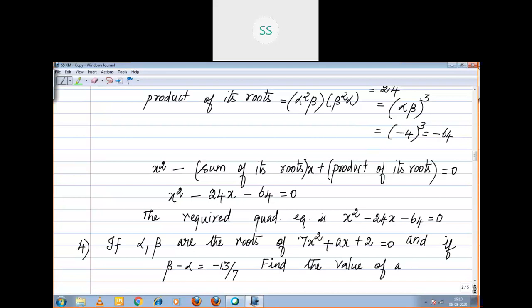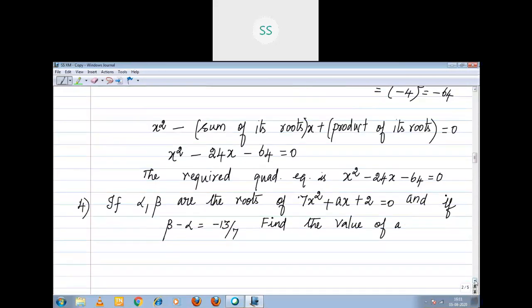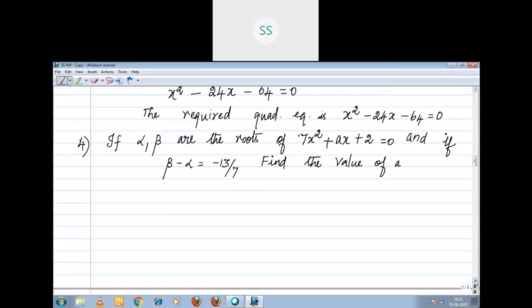Using the given format, first you should find out what is alpha plus beta and what is alpha beta, right? Now, alpha plus beta, you know, is minus coefficient of x divided by coefficient of x square. So alpha plus beta equal to minus a by 7. Coefficient of x is a, coefficient of x square is 7. Alpha beta equal to constant divided by coefficient of x square. What is your constant? 2. Coefficient of x square is 7.